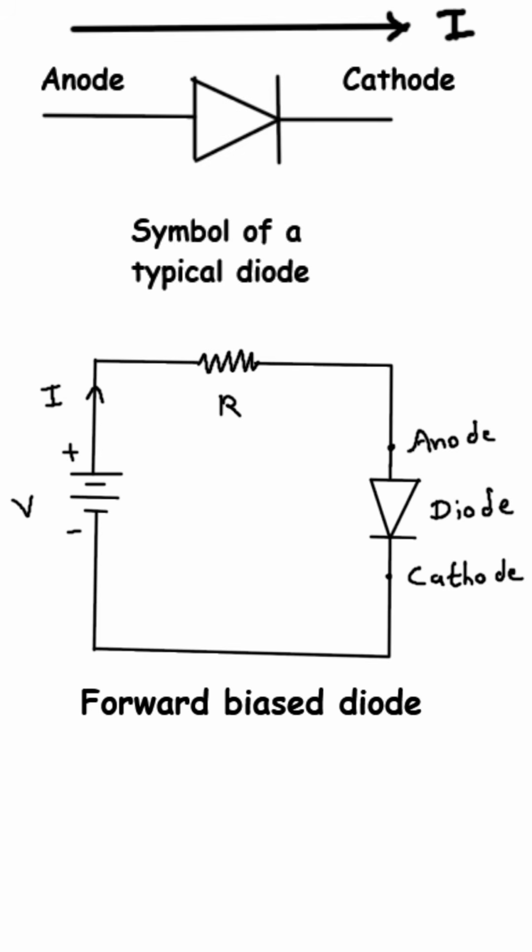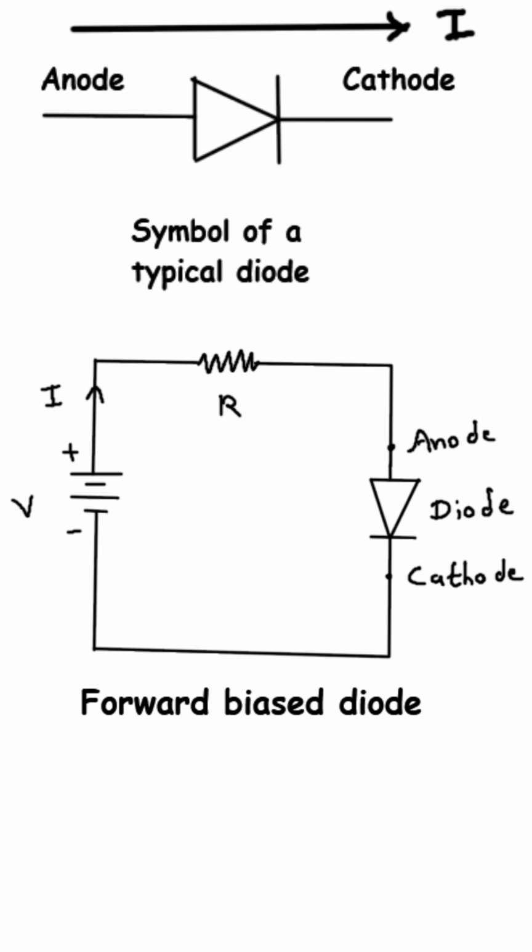This image gives us a clear understanding of the forward-biased diode, a very fundamental concept in electronics. Let's begin with the symbol of a diode, shown at the top. A diode is a two-terminal semiconductor device that primarily allows current to flow in only one direction. It has an anode, the positive side, and a cathode, the negative side.